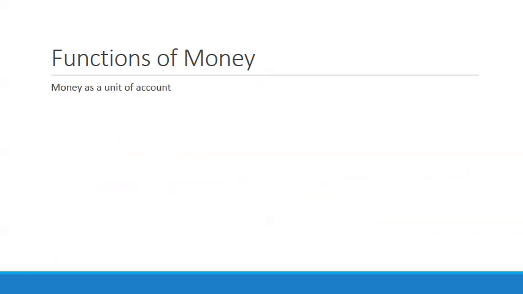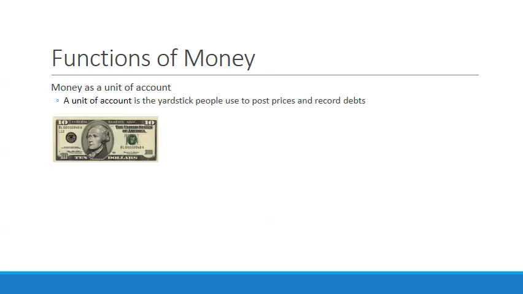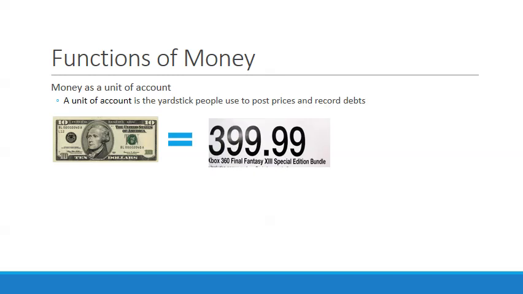So our next is money as a unit of account. A unit of account is the yardstick which people use to post prices and record debt. So money is a measurement. It's a form of measurement, just like a foot or an inch or anything else. So when we're talking about $10, what that equals really is a price tag. It's a measurement. How much of these is it going to take to equal $399.99? In other words, money is simply what we use to say here's what the price is. So it's our measurement tool.